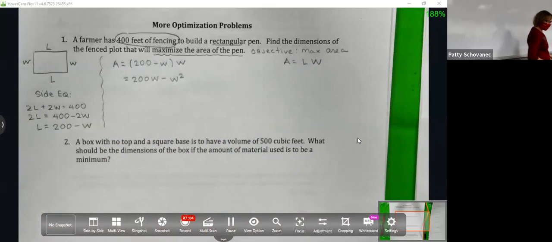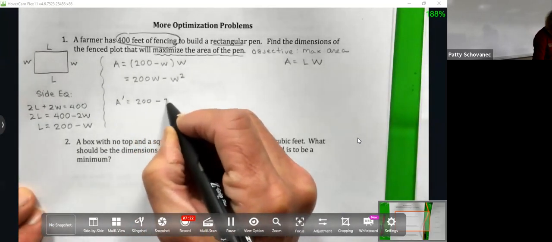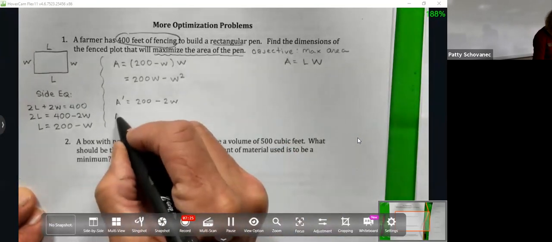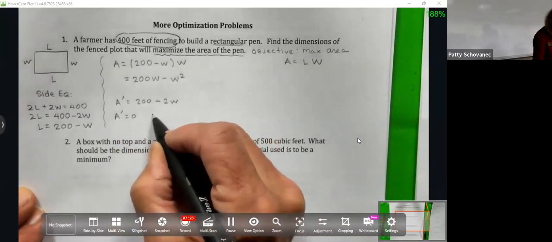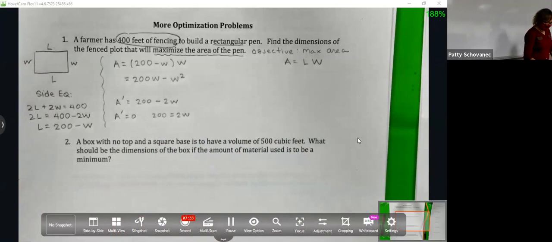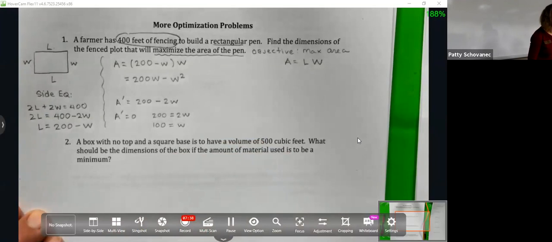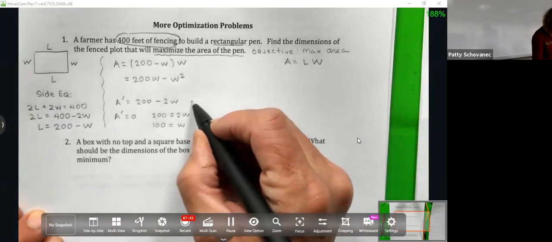So again, if you look at the formula, I've got a minus W squared. That's an upside down parabola. So it's certainly going to have a max at the vertex. We can quickly get the vertex by finding where the derivative is 0. So A prime is going to be 200 minus 2W. Set the derivative to 0 to get 200 is equal to 2W when I move that 2W over. So W is 100. We do a quick second derivative test.